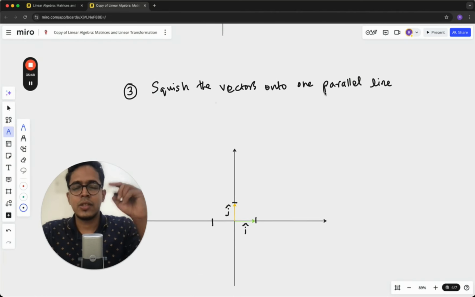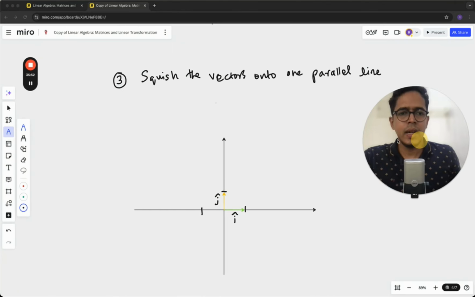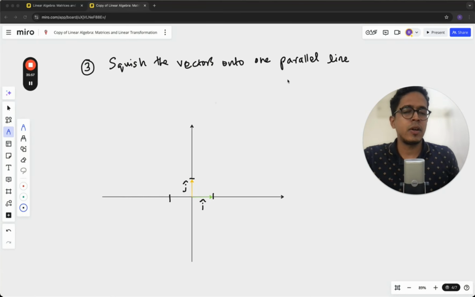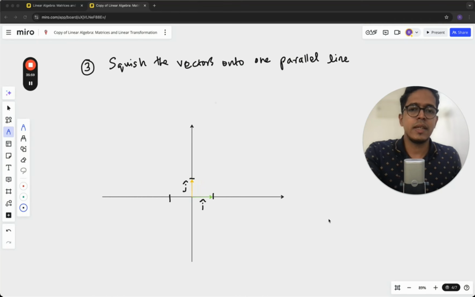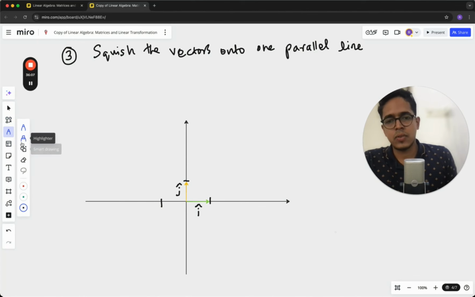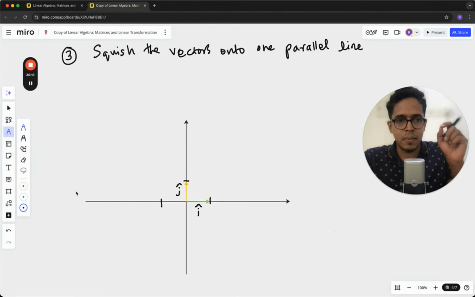Now let's do one last, probably the most interesting linear transformation, and then we can conclude the lecture. Let us perform a particular transformation that squishes both vectors into one single parallel line. What I mean by that is, after transformation, the transformed vector i and transformed vector j should fall on the same line. You will also see why this is a fascinating example, with just one minor thing that I will note before I conclude the lecture.